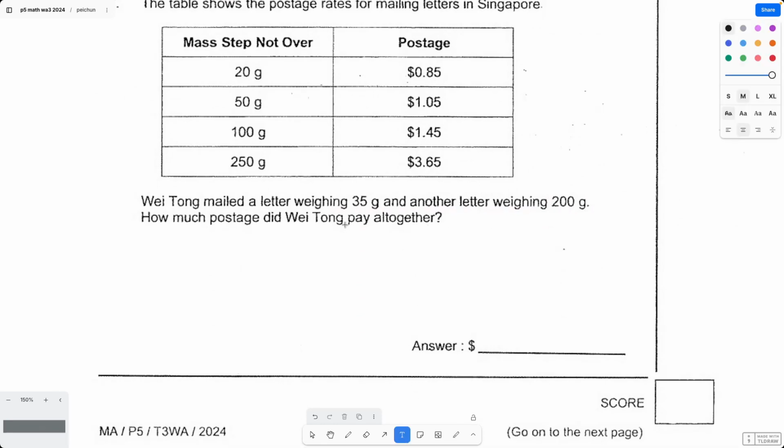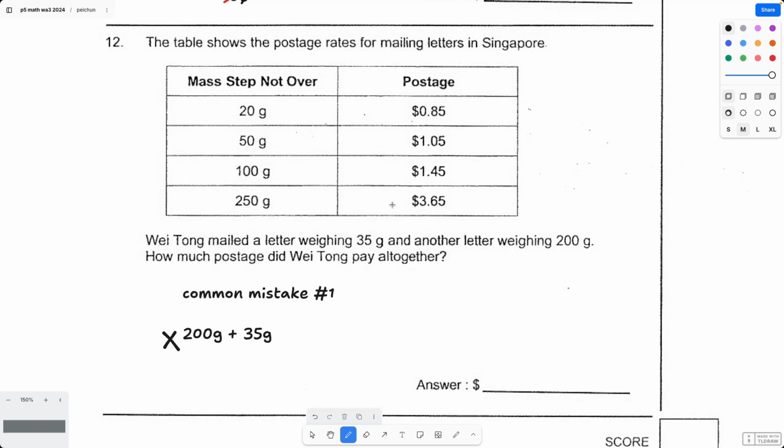So in this case over here, common mistake. Common mistake number one I see is people add 200 grams plus 35 grams. This is wrong. We're not going to do that because for this kind of postage rates we will weigh them individually. So what we can do is we can just remove this. So we have 35 grams and 200 grams.